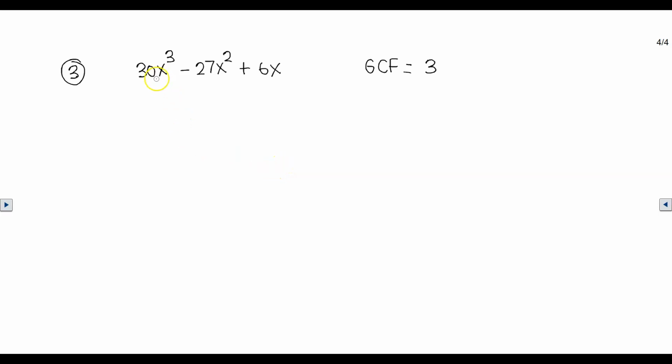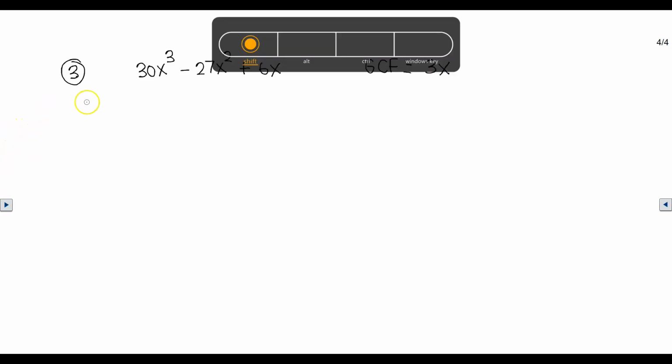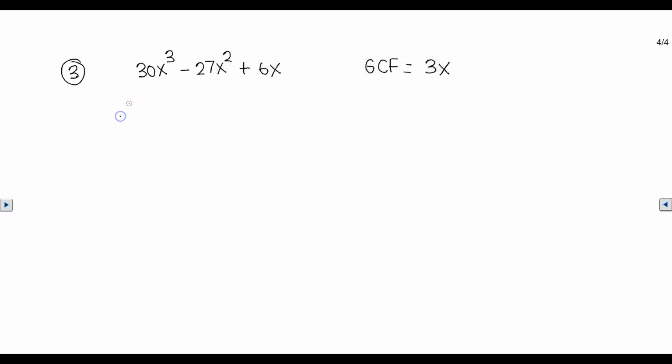All right, next up, we are going to look at the variables. All I see are x's, and they all have it. So that means I can take the smallest power of the variable, which is x to the first. So I have a GCF of 3x. All right, so start my multiplication problem off with that 3x. And let's see what's in the parentheses.